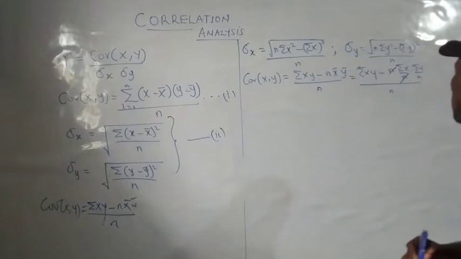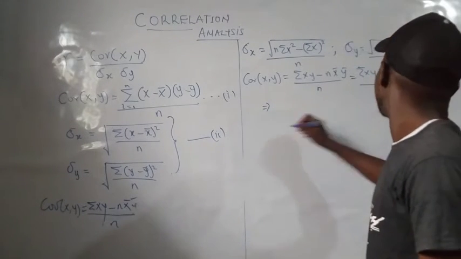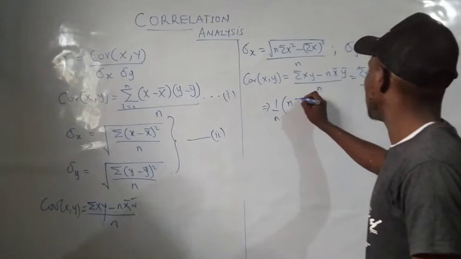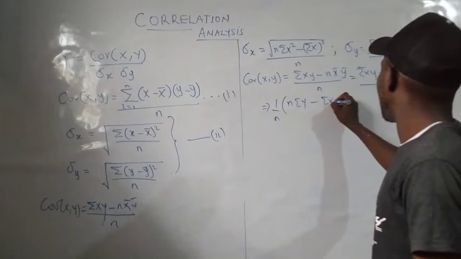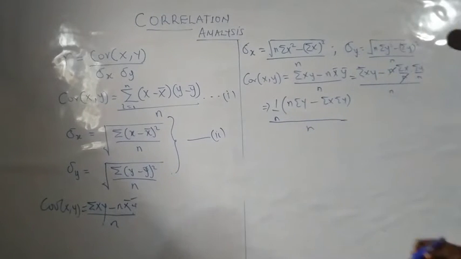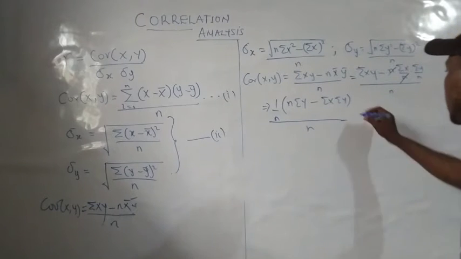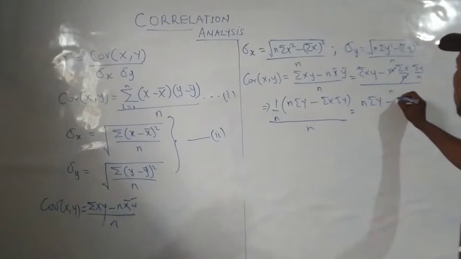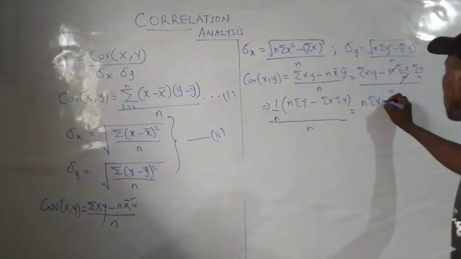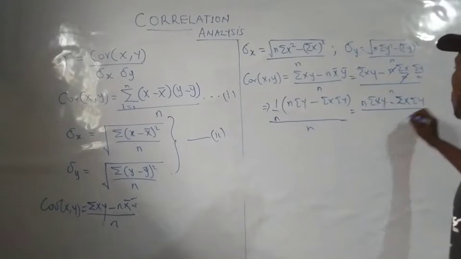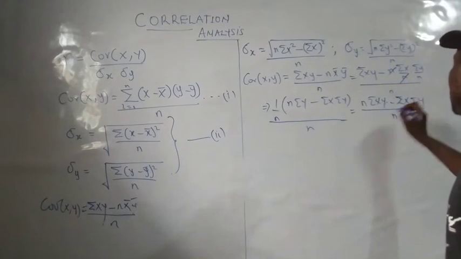So n takes n, and when you try to factorize 1 over n out of that equation, I have 1 over n in bracket. Here will be n summation xy minus summation x summation what? Y. Then all over what? All over n, like we have it here. And I believe you can easily relate with that. Then at the very end, we have n summation xy minus the summation of x summation of y all over n squared.